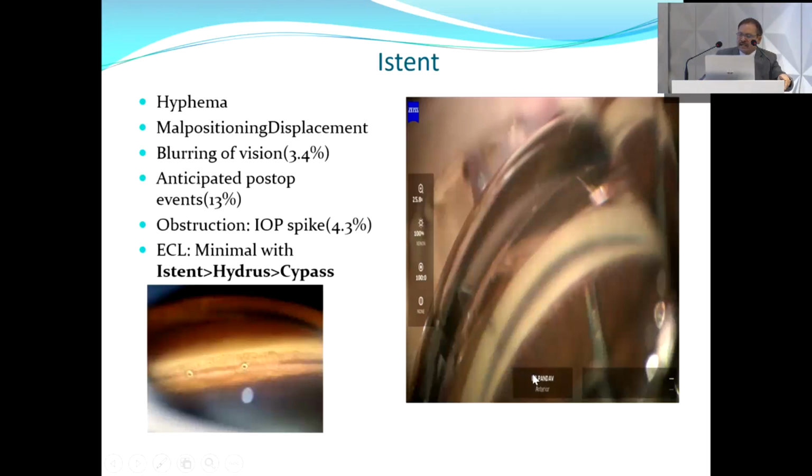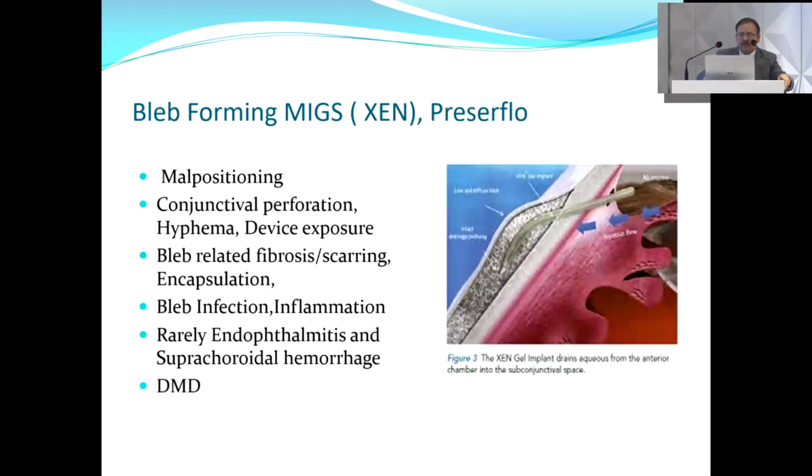So, the specific complications related to the iStent are hyphema and malpositioning or displacement. Sometimes blurring of vision or anticipated post-operative other events. Then obstruction of the iStent, IOP spike, endothelial cell loss is seen with most of the stents used, though it is less with iStent, and it was more with CyPass, which has been withdrawn.